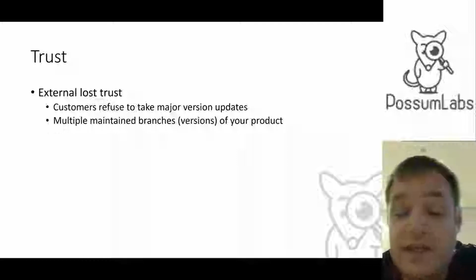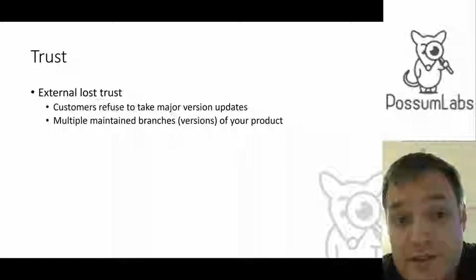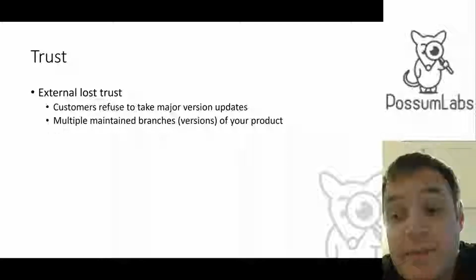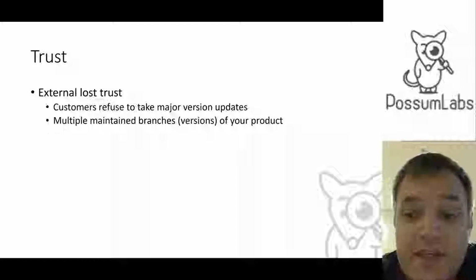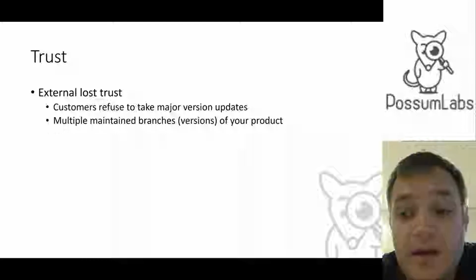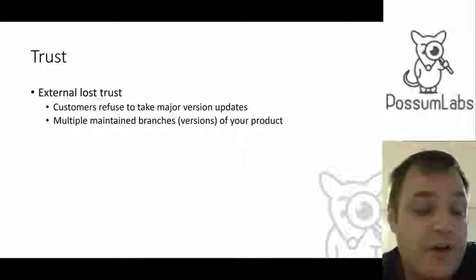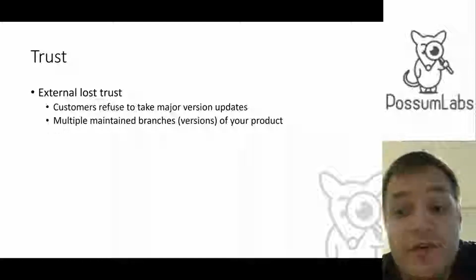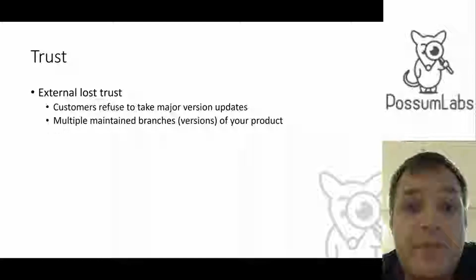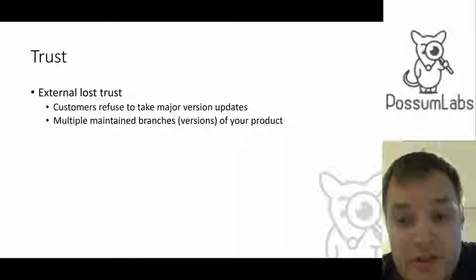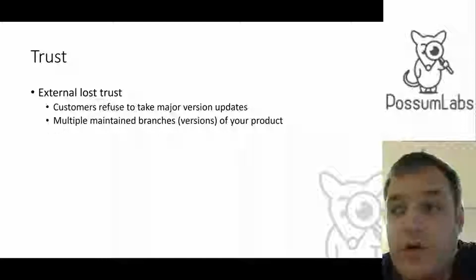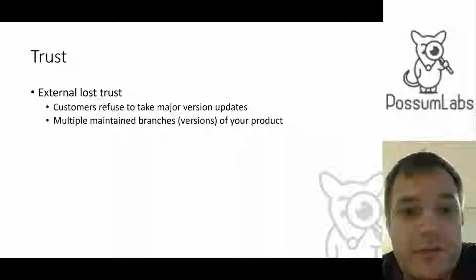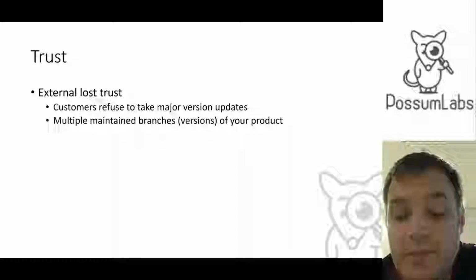If you're unlucky and your customers lose trust, then they're going to stop taking updates. This can be very challenging. Because now you can have multiple of your customers on different versions, and if you're in a regulated industry, that means that you may still have to ship updates, like patches, for multiple versions of your product. This becomes very expensive to maintain, especially for smaller companies.